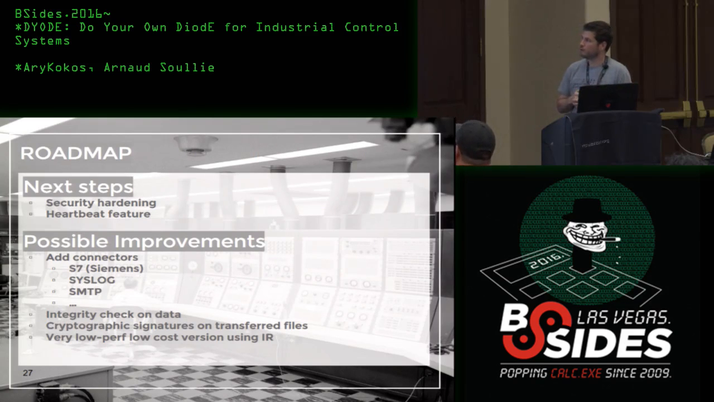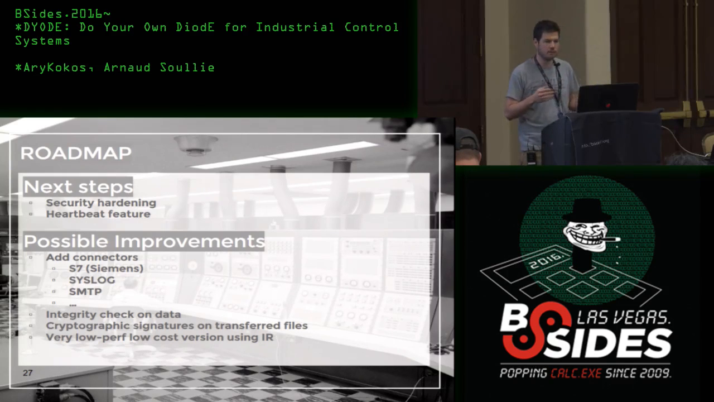Okay, the roadmap for the project. The next step that we want to take is to make it more reliable by using a heartbeat feature. What we call a heartbeat feature is the ability to send a defined file maybe every half an hour. If we do not receive the file on the second Raspberry Pi, we send an alert to the syslog to say, hey, something is wrong. Then a bit of security hardening. We aimed at the beginning at providing complete and ready-to-use images for Raspberry Pis, but that takes time.